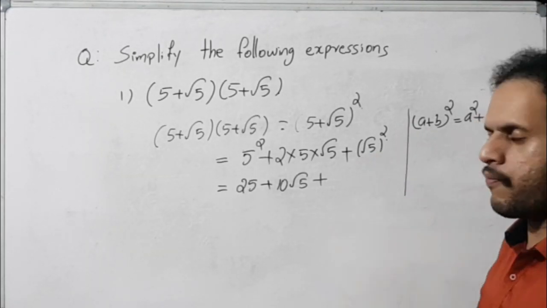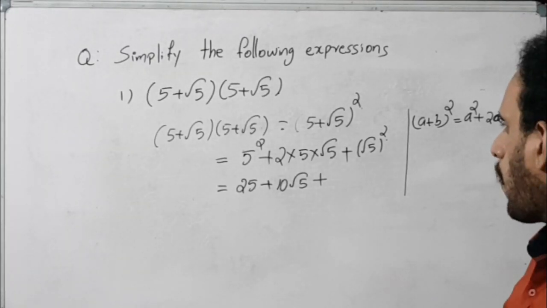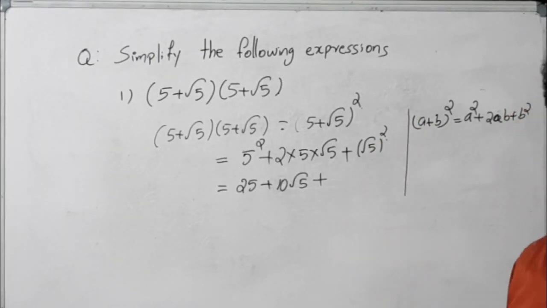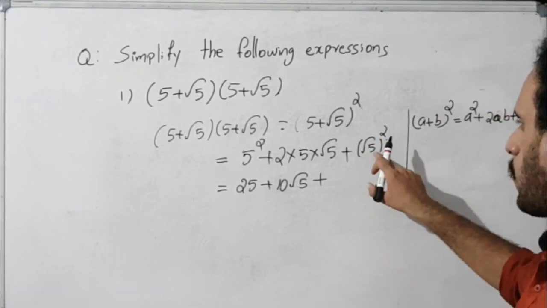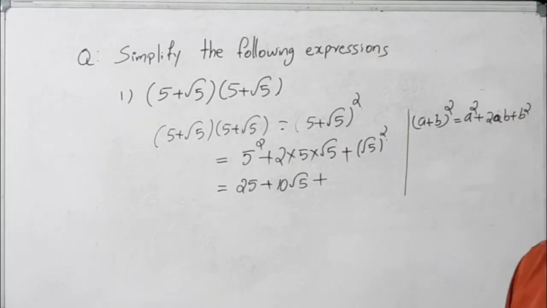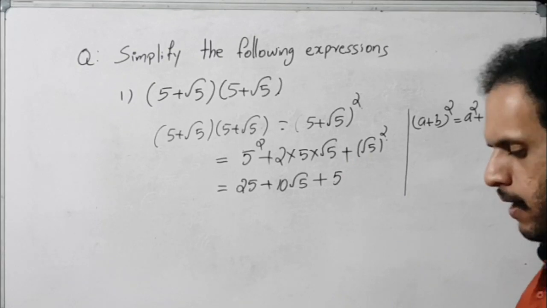What is the square of root of 5? Not the square of 5, the square of root of 5. What is the square of root a? The root a whole square is equal to a. So root of 5 whole square is equal to 5.